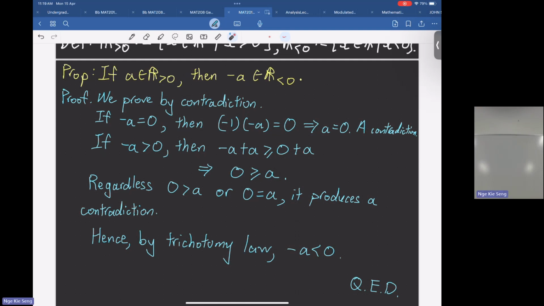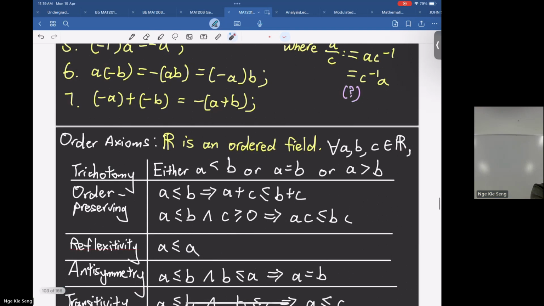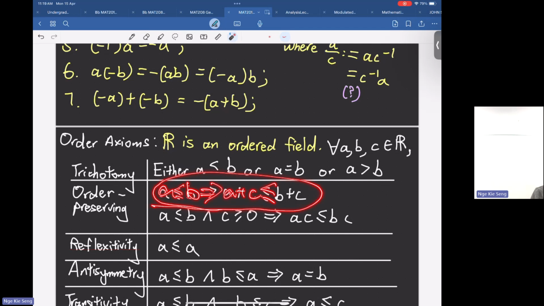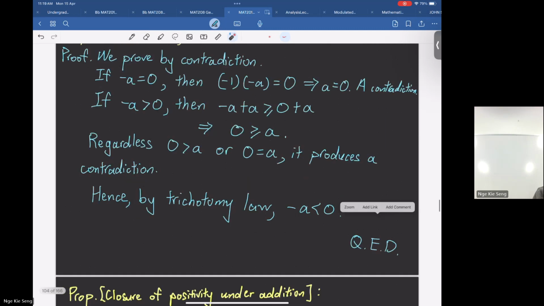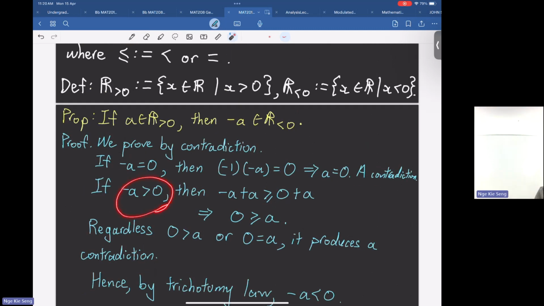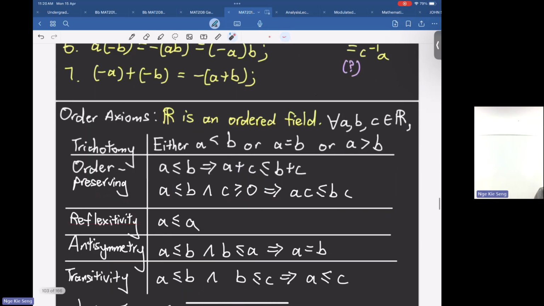Yes. Bigger and equal to, which one? Minus A plus A. Oh, you mean why this one? This is true. So coming back to the ordering axiom here: if A is less than or equal to B, this implies that A plus C is less than or equal to B plus C. So you keep this less than or equal. Oh, it doesn't have the equal sign, I mean, this statement.